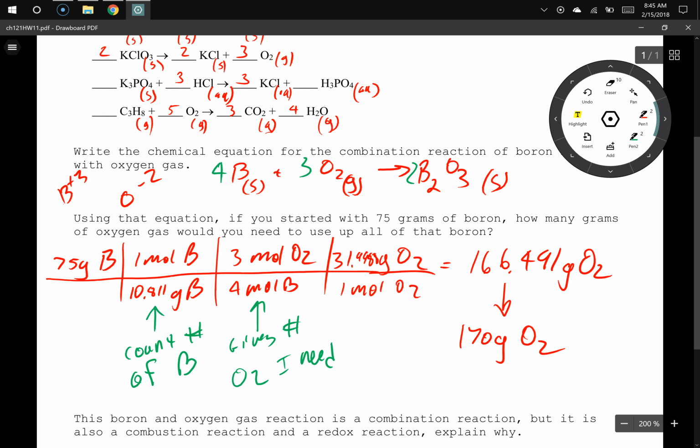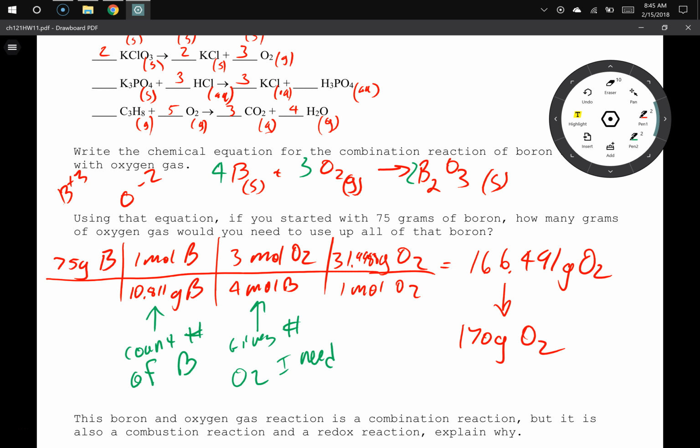So what happens when I put 75 grams of boron into a container with 170 grams of oxygen? They completely use each other up. Everything gets turned into the boron oxide, and I end up with 245 grams of boron oxide. No oxygen, no boron left in the container.